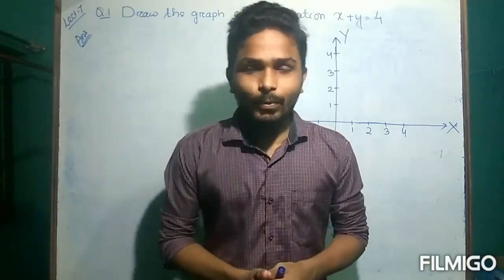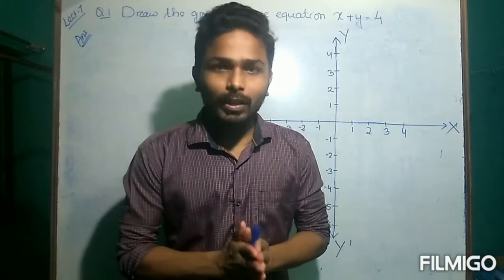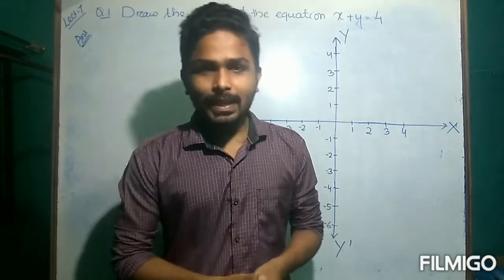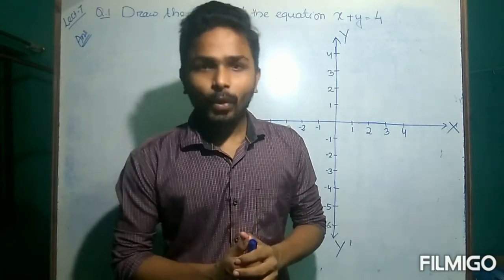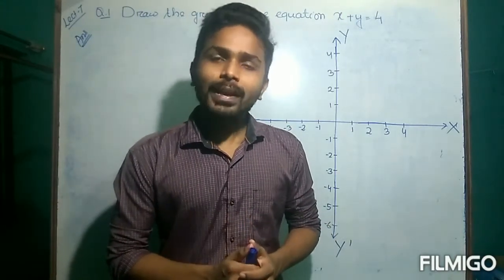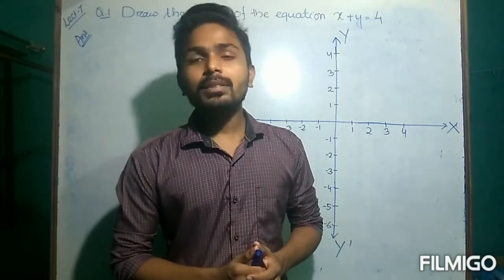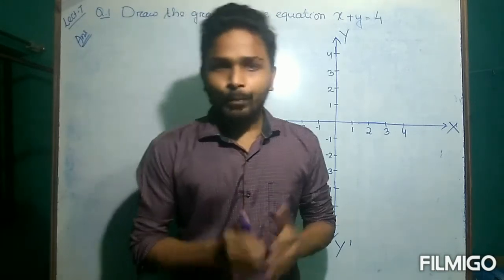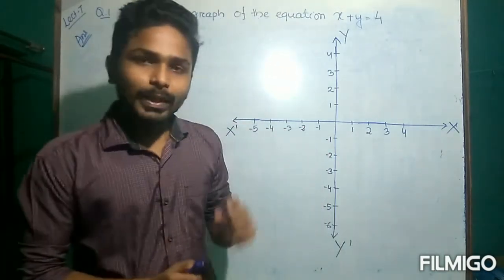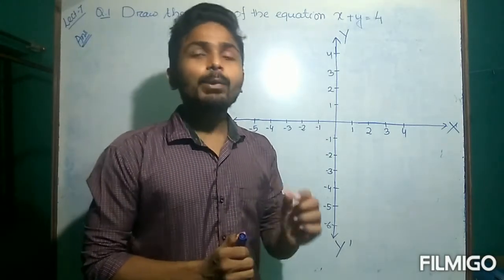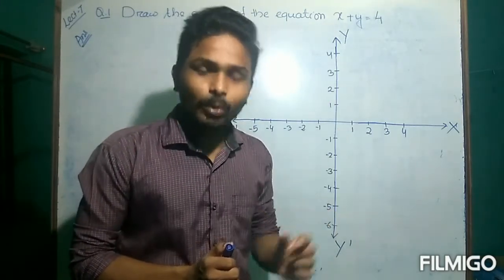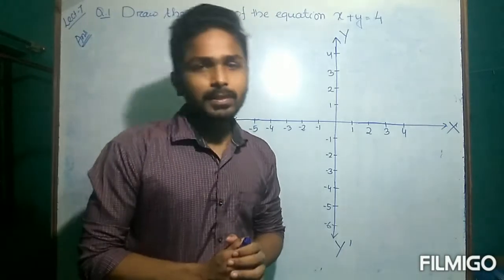So in lecture 6 we discussed how we can represent a linear equation in two variables in its graphical form, or how we can draw a graph for a linear equation in two variables. There we discussed that in order to draw the graph for a linear equation, you first have to find some solutions of that equation.